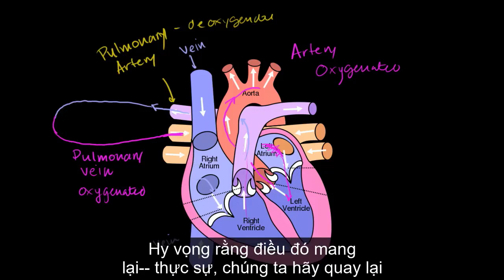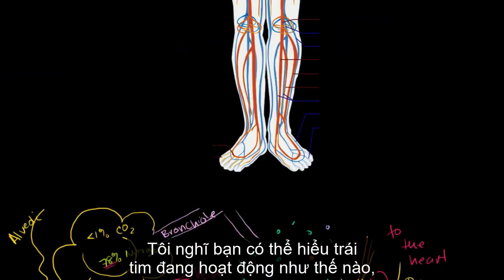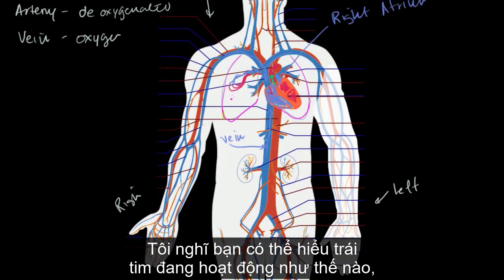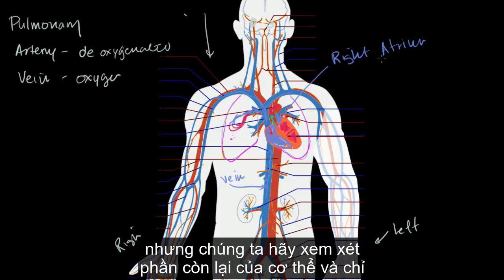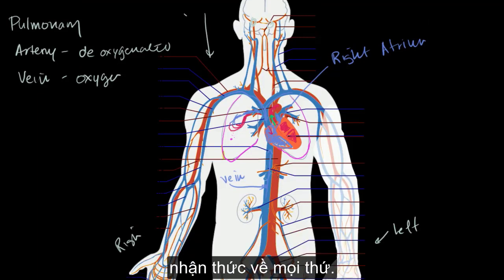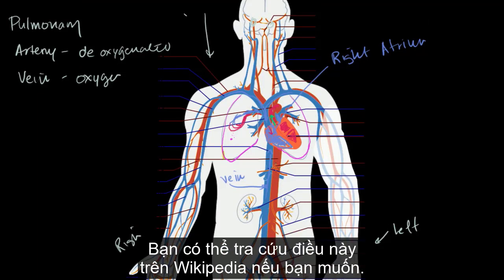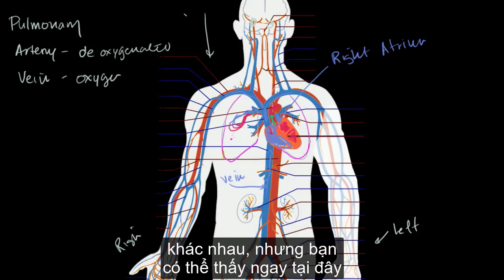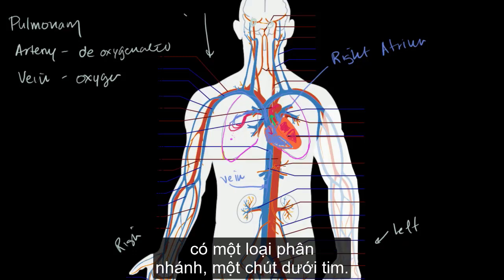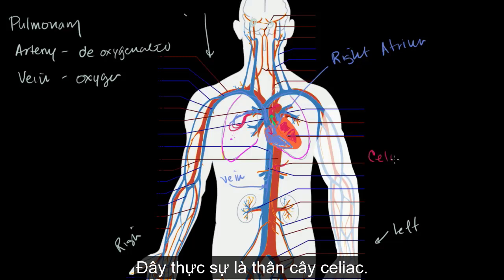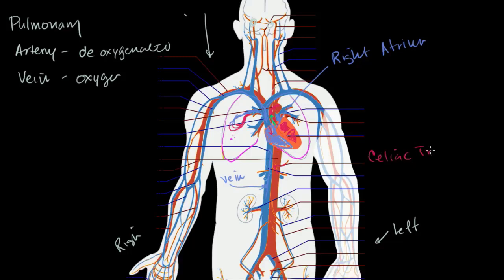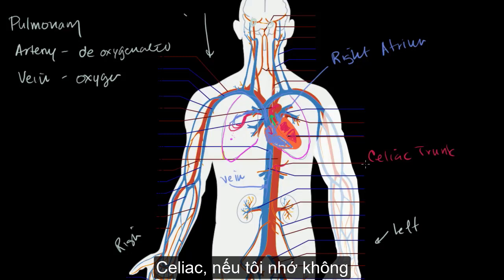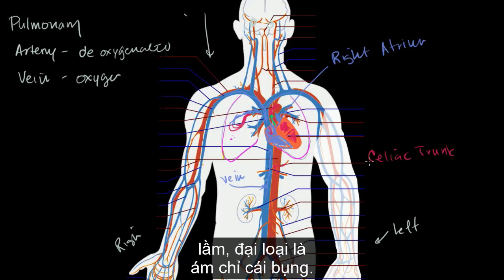Hopefully that gives, actually, let's go back to that first diagram. I think you have a sense of how the heart is dealing. But let's go look at the rest of the body and just get a sense of things. You can look this up on Wikipedia if you like. All of these different branching points have different names to them. But you can see right here, you have a kind of a branching off a little bit below the heart. This is actually the celiac trunk. Celiac, if I remember correctly, kind of refers to the abdomen.